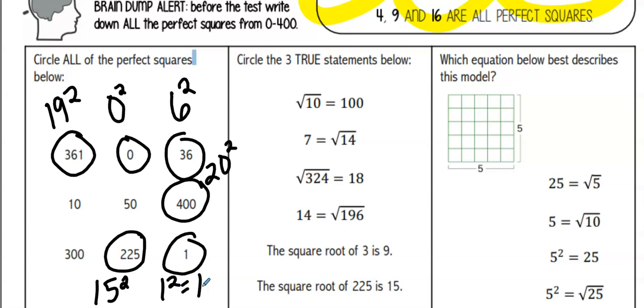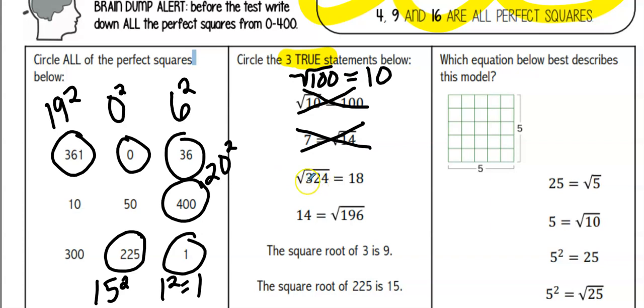Let's look at the next question. Circle the 3 true statements. So that's important. We're looking for true statements and we know that there are 3 of them. So we have the square root of 10 is equal to 100. This would not be true because the square root of 10 is not 100. The square root of 100 is 10. Okay, so with our perfect squares, you should see the larger number. So if this were true, it would be the square root of 100 is equal to 10. Inside the square root sign is your perfect square, and then the actual side length is going to be the smaller number. So the second one, 7 is equal to the square root of 14.